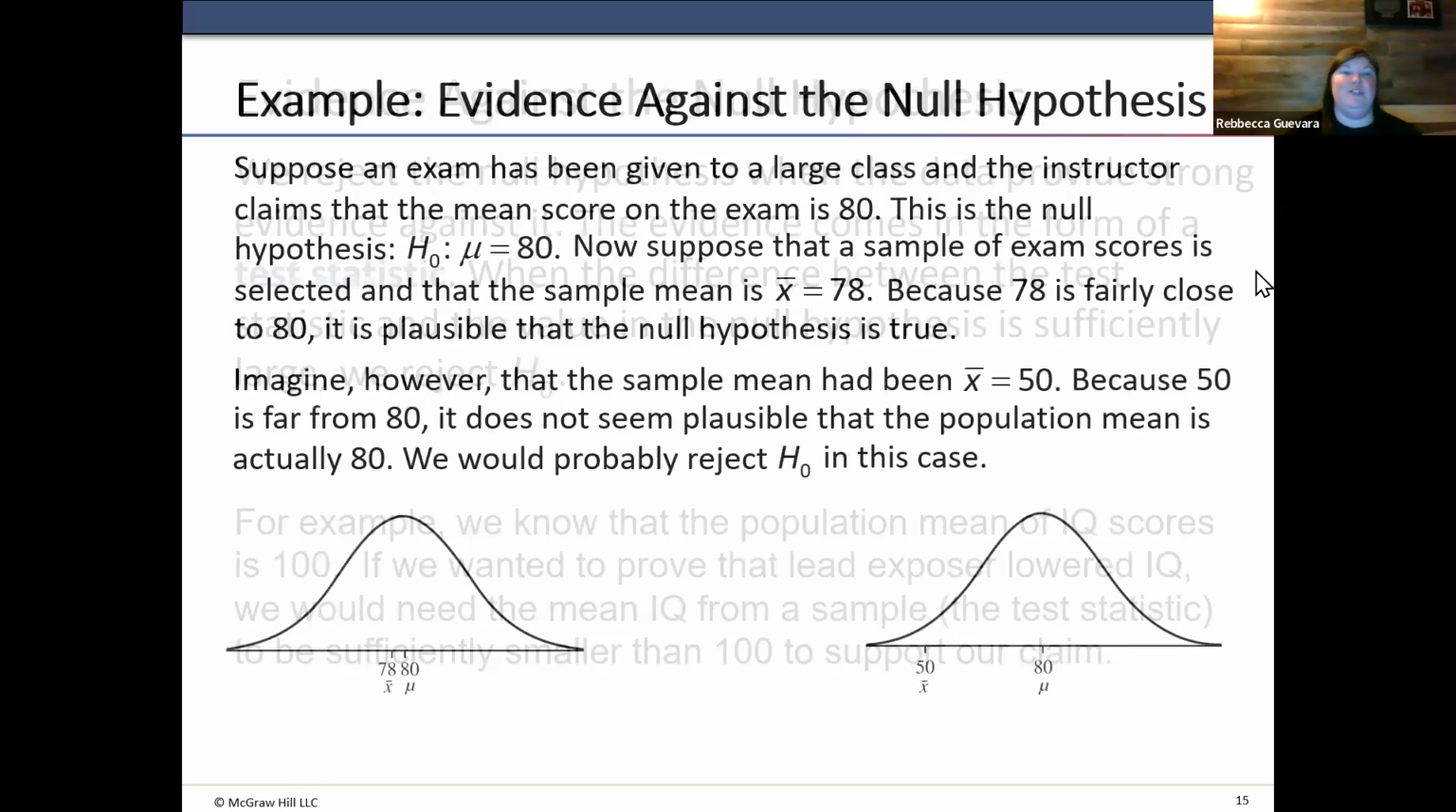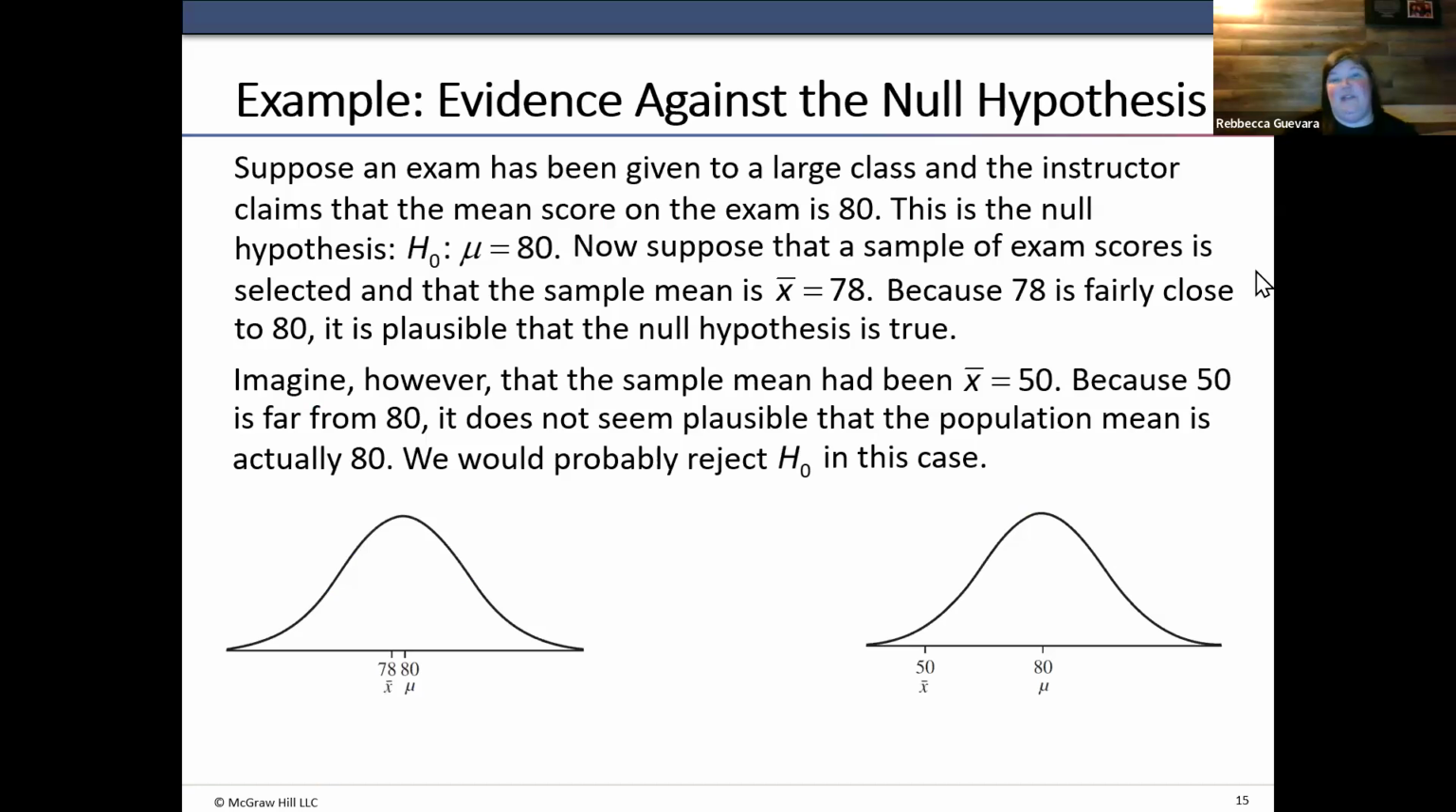So just an example again. Suppose an exam has been given to a large class and the instructor claimed that the mean score on the test was 80. So the null hypothesis is that my mean is going to be 80.